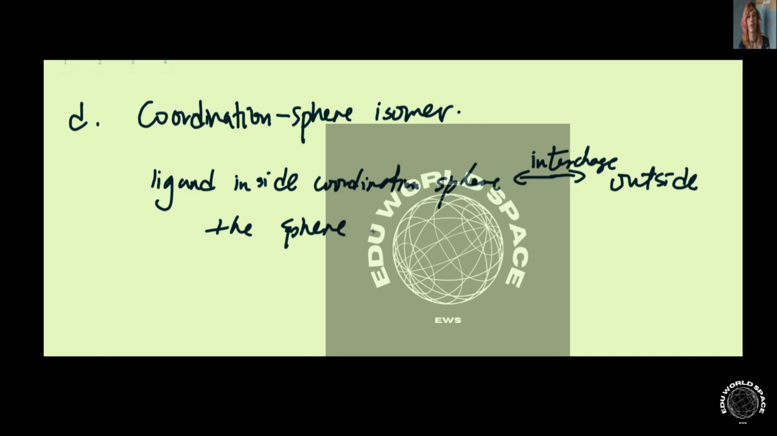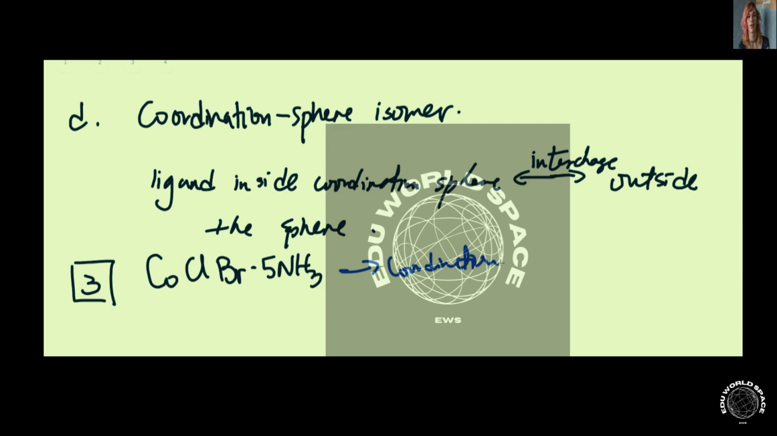So among the options given in this question, complex number 3, [Co(Cl)(Br)(NH3)5], can have coordination isomers. This is because it contains 2 halide ions and 5 ammonia molecules. So it can form coordination sphere isomers like this one.